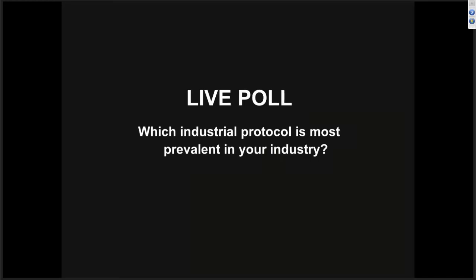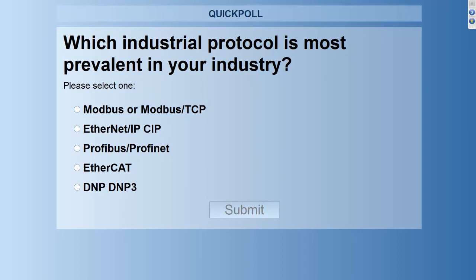And this leads us to our next poll. So which industrial protocol is most prevalent in your industry? So as this clears up for me, I see Modbus, Ethernet IP, SIP for the Rockwell folks, Profibus or Profinet for the Siemens guys, and those related, EtherCAT or DNP3. We'll let you guys vote on this.